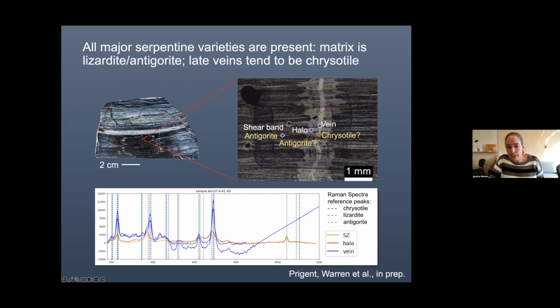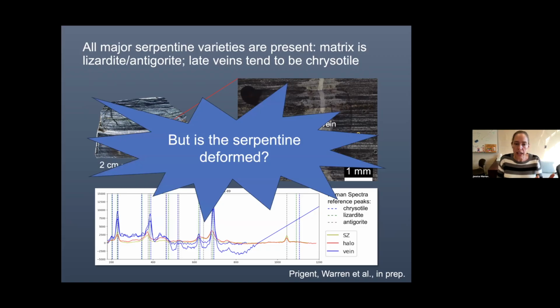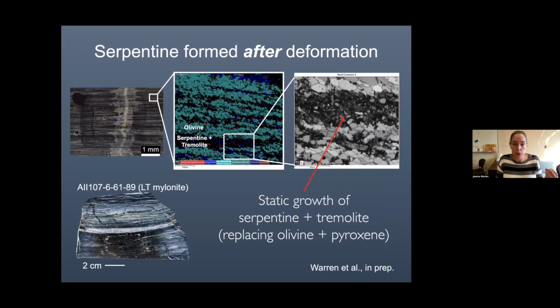And we identified the different types of serpentine in there, the cross-cutting veins that seem to be chrysotile dominated based on looking at Raman spectra. So that's all very interesting. But the question still remains, even though we have serpentine now, was that serpentine deformed? And that was where we started doing EBSD mapping, looking with electron backscatter diffraction to map out the different minerals in there.